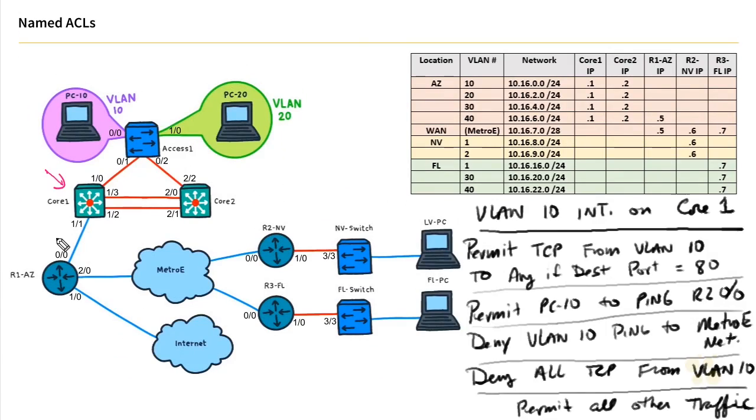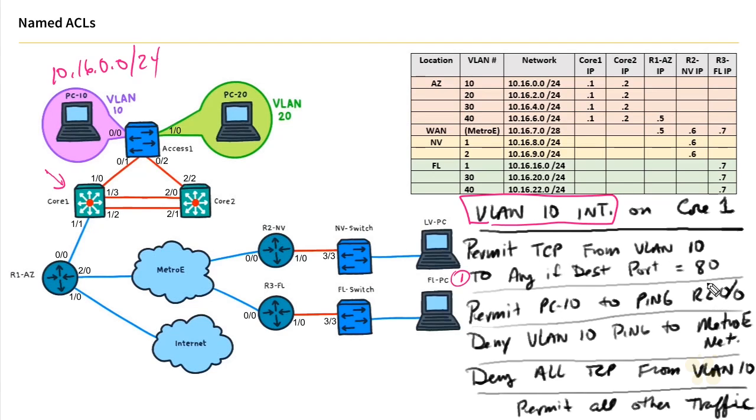So here's what we've been asked to do. On the Core 1 multi-layer switch, regarding its logical Layer 3 VLAN 10 interface, which is supporting VLAN 10 at the moment as far as their default gateway, here's what they want us to do. They want us to permit TCP traffic from VLAN 10, the 10.16.0.0 address space, to anywhere if the destination TCP port equals 80. All right, task number 1, got it.